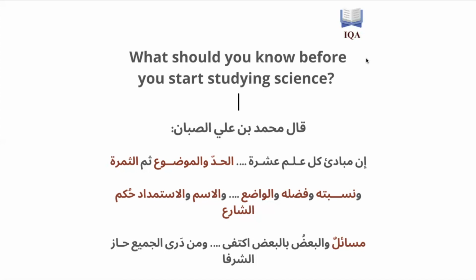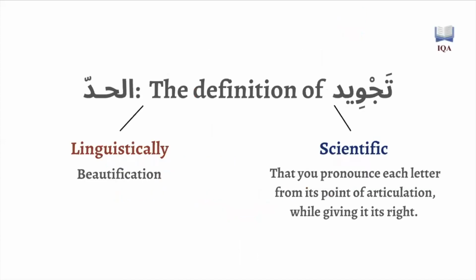So starting off with the definition of Tajweed. Linguistically, Tajweed is the masdar of jawwada yujawwidu, which means to beautify something. So Tajweed means beautification. But in terms of a science from the sciences of Islam, it is that you pronounce every single letter from its point of articulation while giving it its right.